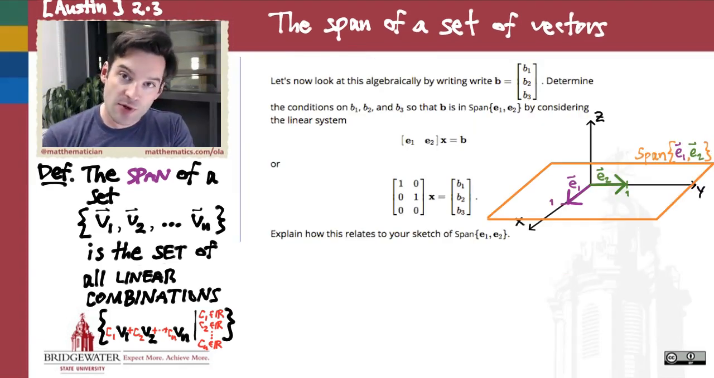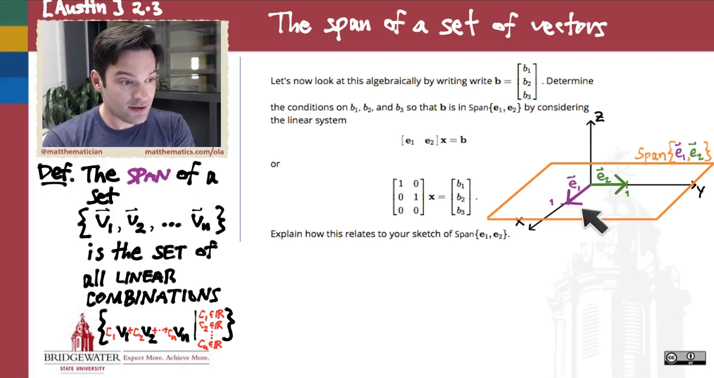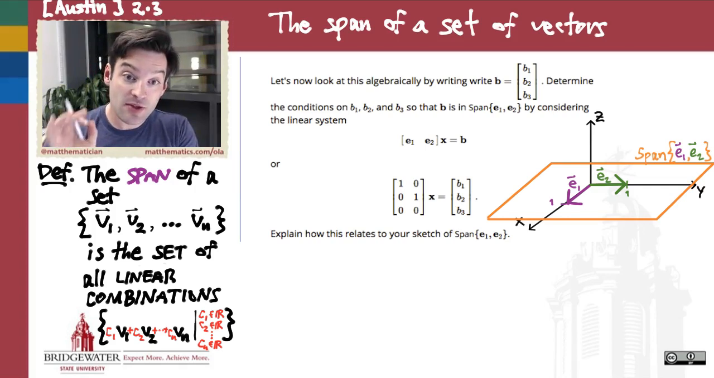So how is that intuition borne out by the algebra? We decided that the span of our vectors e1 and e2 is in fact the xy plane sitting at a height of 0 inside of xyz space. So the plane z equals 0. How does the algebra reflect that fact? Well, remember, another way to think about linear combination is exactly the operation that powers matrix multiplication.